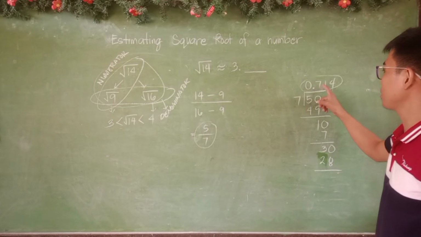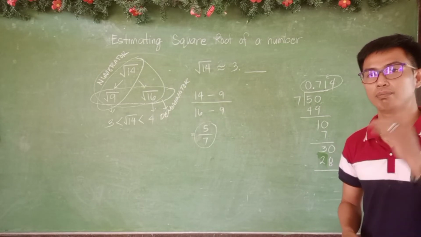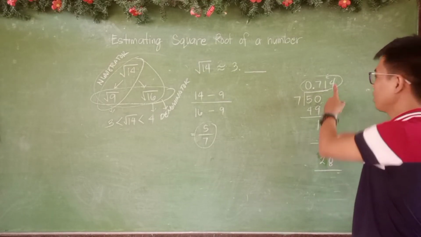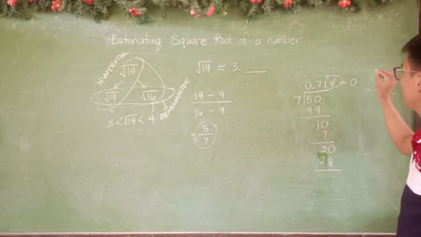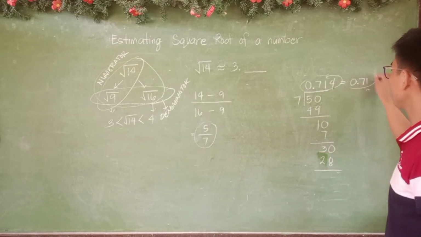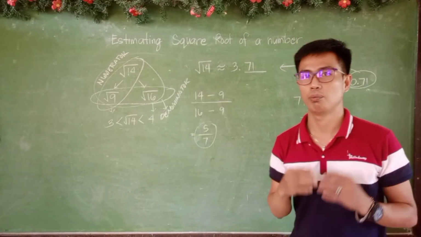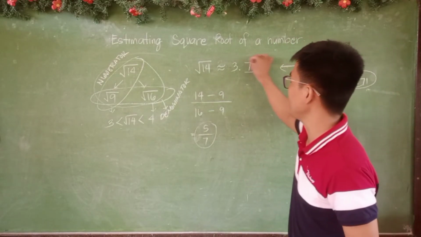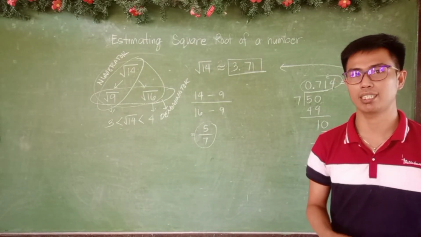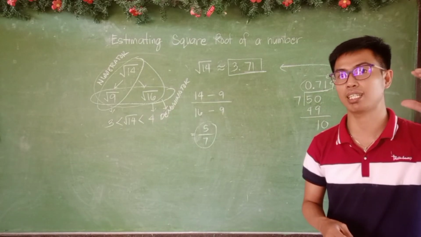So, since we have here 0.714, and pag ni-round up natin siya to the nearest hundreds, alam naman natin, pag nag-round up, magdadagdag ka lang ng 1 kapag 5 pataas. So, pag ni-round off natin, siya ay magiging 0.71. Hindi naman madadagdagan kasi 4 nga lang siya. So, yung 0.71, yun yung ilalagay natin dito. So, that is 3.71, and ito na po yung estimated value natin ng square root of 40. Kung gusto niyo siyang ma-check, you can multiply 3.71 by itself para makita niyo na siya ay malapit talaga sa 40.